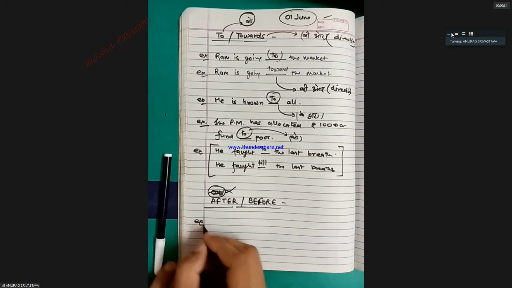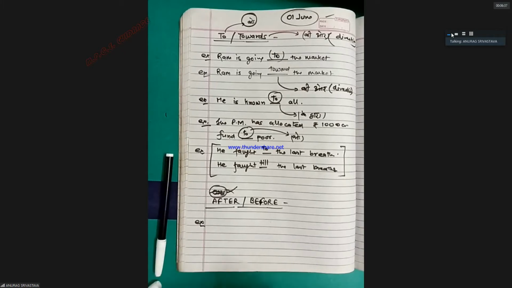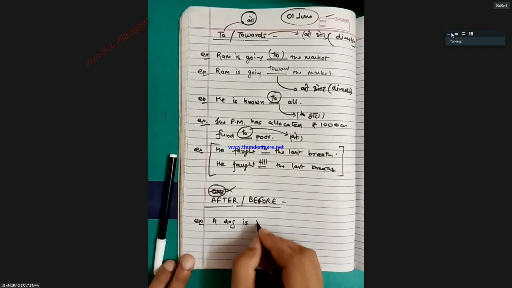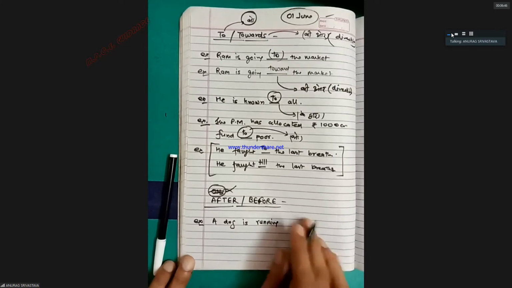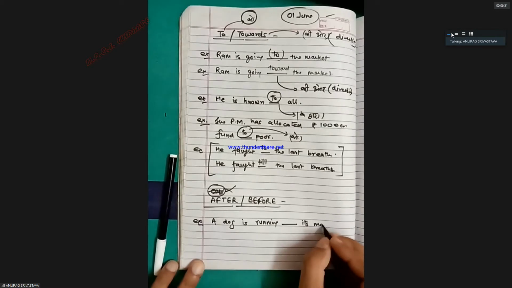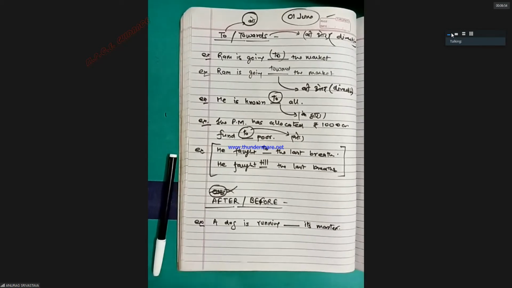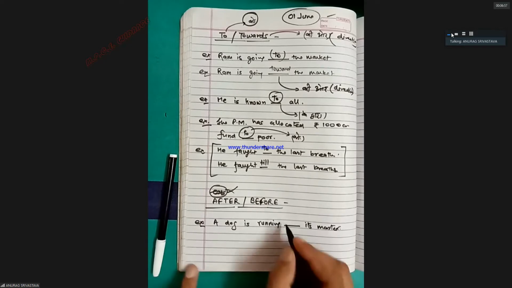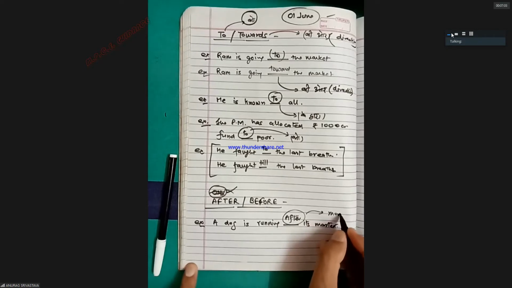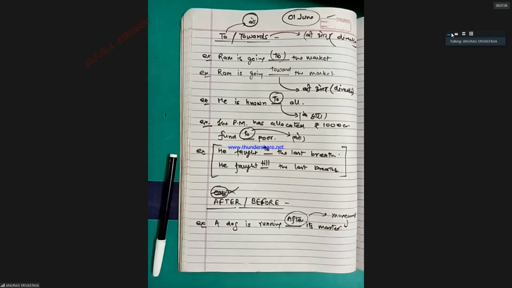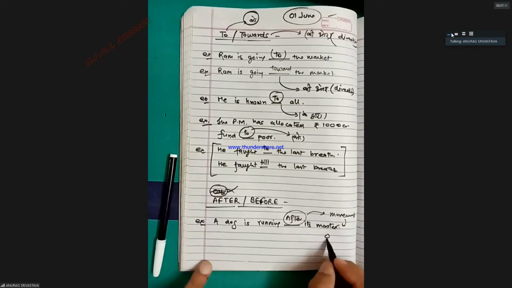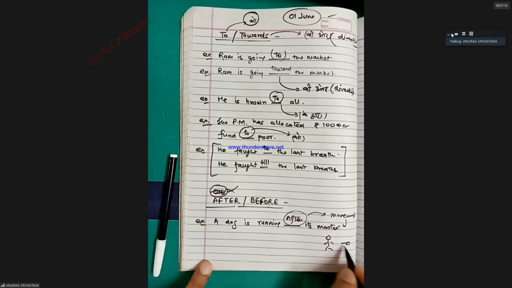So let's see with examples. The first example: a dog is running dash its master. Here we can fill after, giving the sense of movement along with its master. The dog is running after his master, the master and the dog.